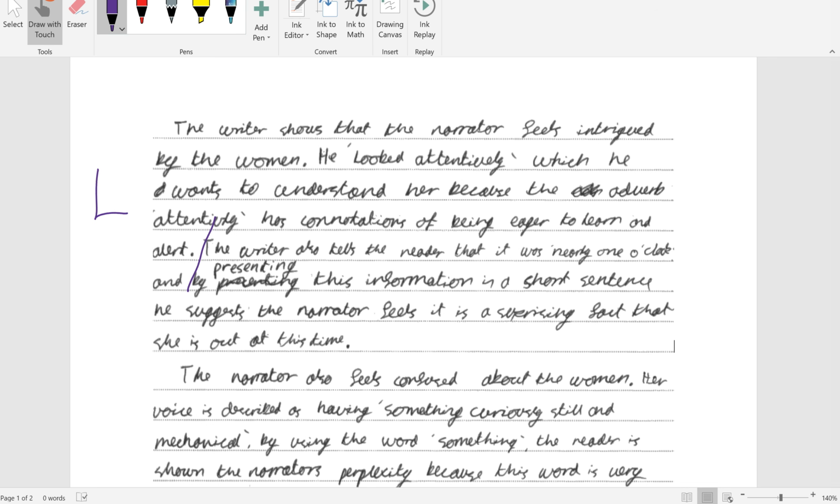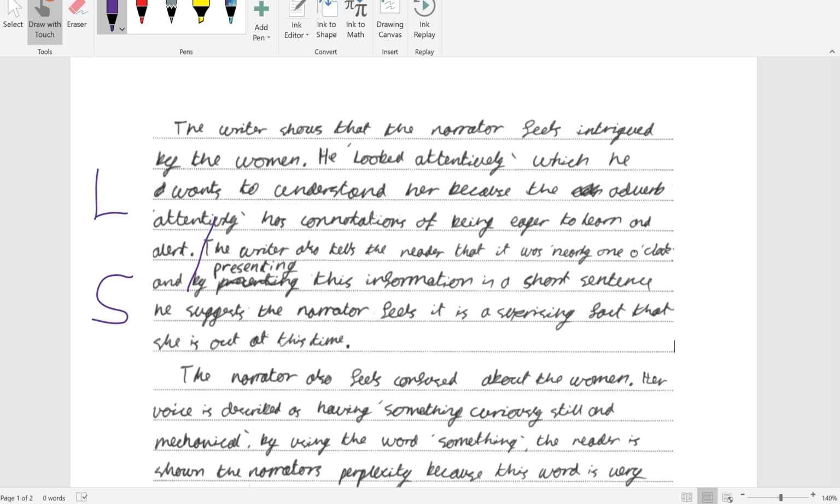So we've got language, and then the writer tells the reader it was nearly 1 o'clock, and by presenting this information in a short sentence that suggests the narrator feels it's a surprising fact she's out at this time. Okay, so again, he's related, not just said it's a short sentence, but kind of tried to link it to how the narrator feels. And so we can use short sentences sometimes when we're surprised. So fantastic, that's a structure.